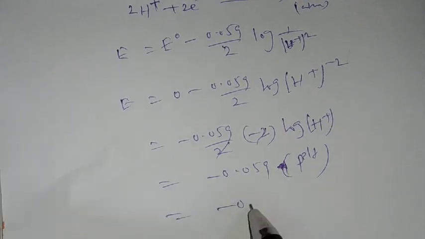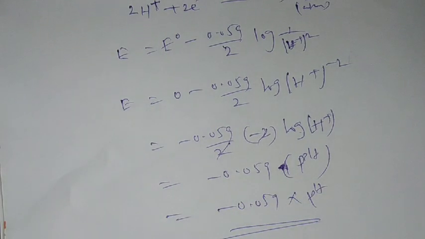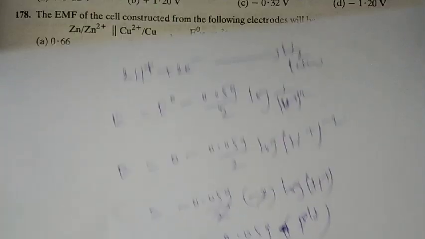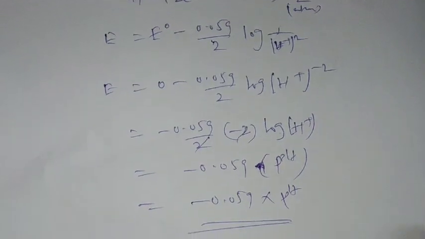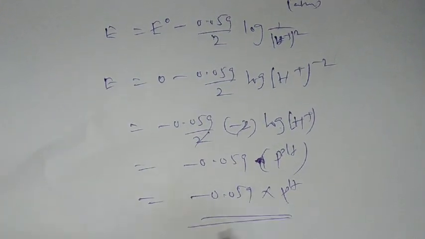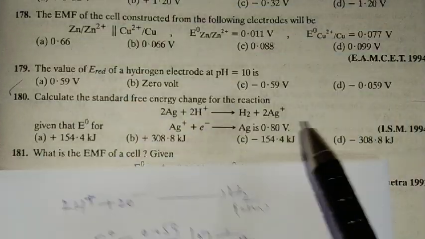That means minus 0.059 into pH. This is a formula in the case of E reduction. Is it clear? So this is the smallest explanation. Try to remember that, this is very important. Now pH value given. How much is it given?